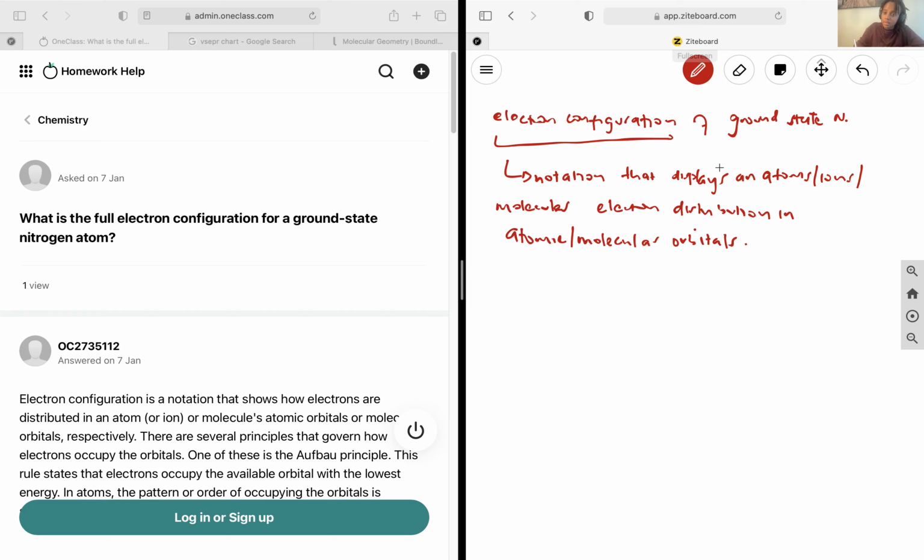Okay, and so there are three main principles that govern how we're going to distribute these electrons inside of these orbitals. Three main rules is how we can think about them. First and foremost, we're going to have the Aufbau principle. And that one simply states that electrons occupy orbitals of lowest energy first.